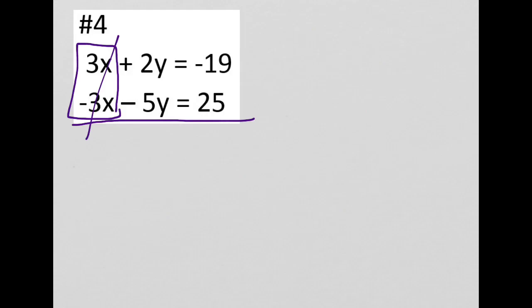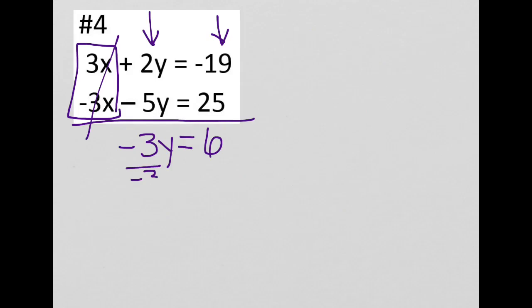Now 2y plus negative 5y is negative 3y. We're just adding column by column. And so negative 3y equals, we're going to add this column together, negative 19 plus 25 is 6. Now we have a simple equation to solve.